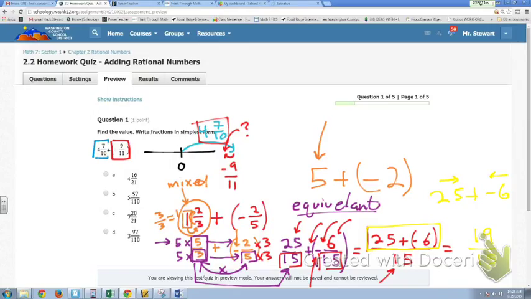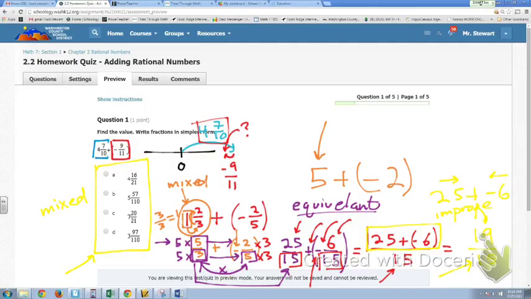Now there's one more thing with this style question. You'll notice that all of the answers here are what we call mixed. They're mixed. They're not improper. The answer we got here, where the numerator was larger than the denominator, this is what we call improper. And most of the multiple choice test questions are going to require you to convert this back to an improper.